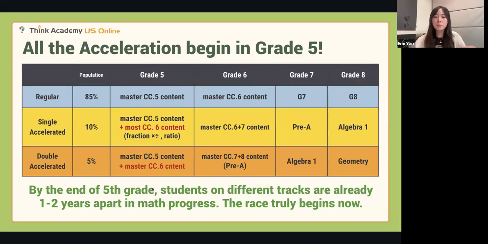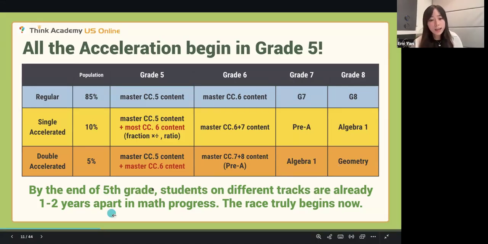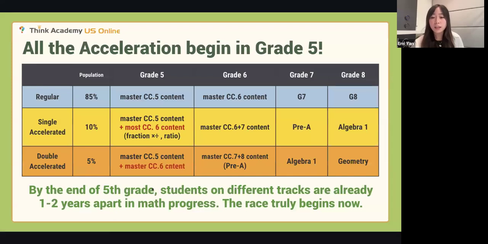So the time is a little bit different, but the kids are not skipping any of the content. They're just learning ahead. They're just learning earlier. All right, so that means by the end of the 5th grade, students on different tracks are already 1 or 2 years apart in their math progress. And that means the real race actually begins now in 5th grade.